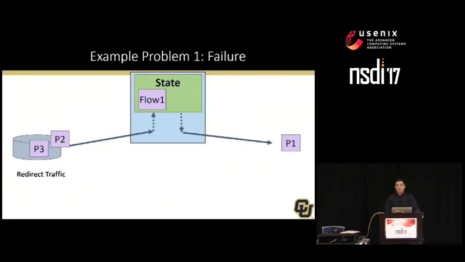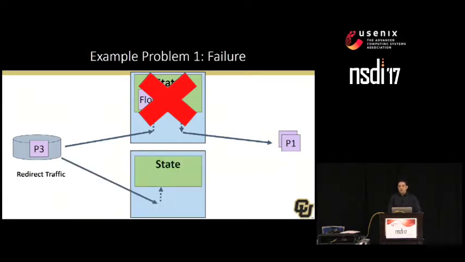Let's take a look at handling failure. Here, a packet goes through a device, such as a firewall, and some state is created. If that device fails, we can spin up a new instance, but when the traffic goes to that device, the lookup fails because there is no state.